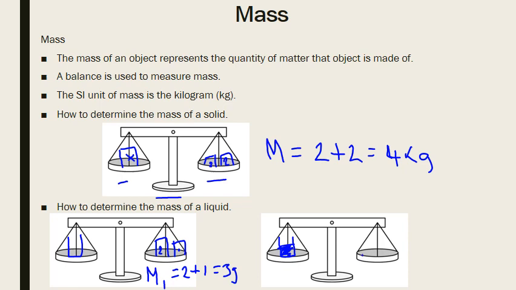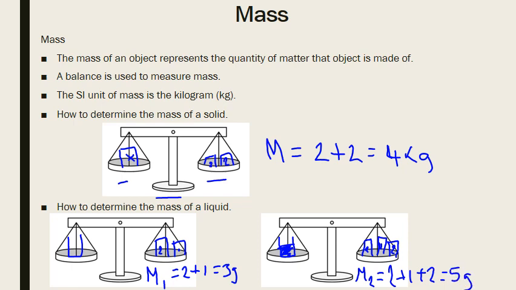So it will have the 2 plus 1 already on there, so that's the mass of the beaker by itself. But then obviously the mass will increase because I've added water into that beaker, so maybe I'll have to add another 2 grams for it to be at equilibrium again. So we know that now the beaker plus the water, we call this M2, will have a mass of 2 plus 1 plus 2. So that will equal 5 grams.